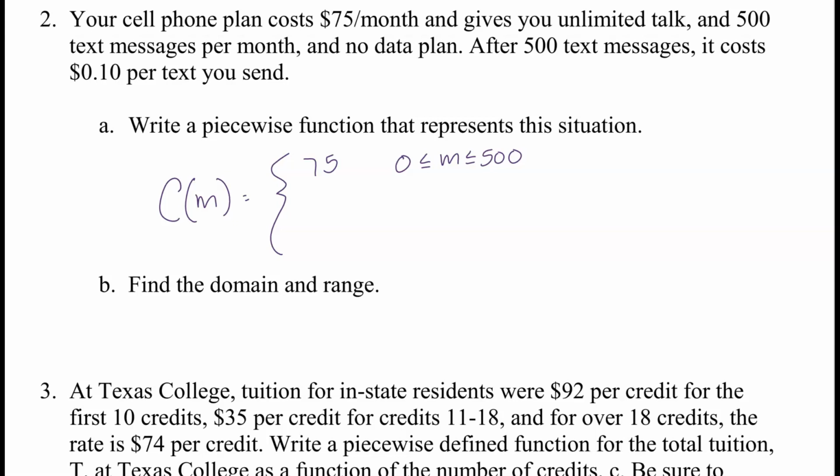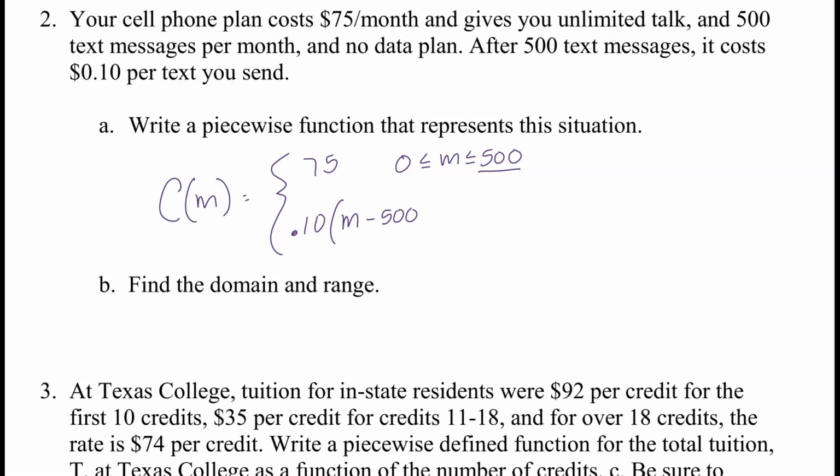Then for the second line, you're paying 10 cents per text you send after 500. So this means that if you, for instance, send 550 text messages, for that additional 50 you're going to be paying 10 cents per message. So you want to basically subtract the 500 because you're not paying 10 cents for the original 500, right? You're only paying 10 cents for the amount that you go over 500.